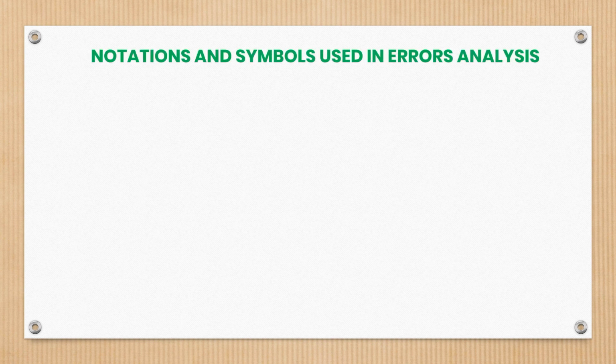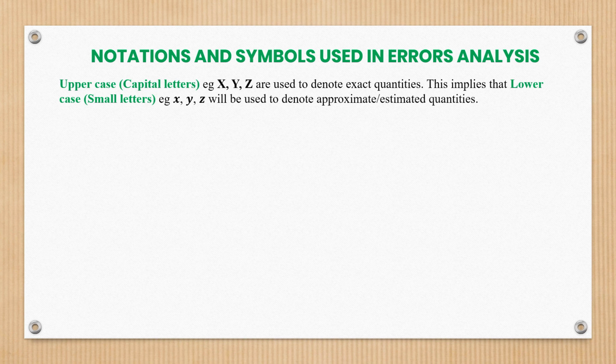Alright, so now there are notations and symbols we use in error analysis. Just note this, it's not every time that we do this, but in most cases, uppercase capital letters, e.g. X, Y, Z, are used to denote the exact quantities. And this implies that lowercase letters small x, small y, and small z will be used to denote approximate or estimated quantities. But this should not be crammed because it can also be in reverse, so it will depend on the nature of the question.